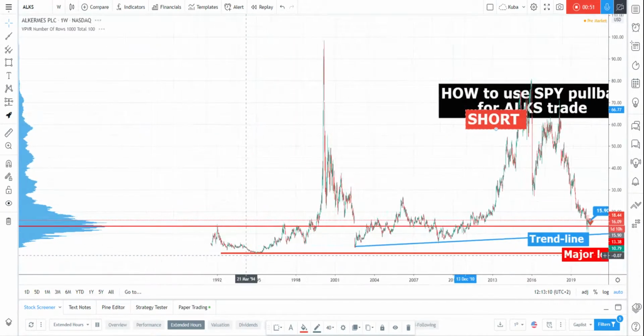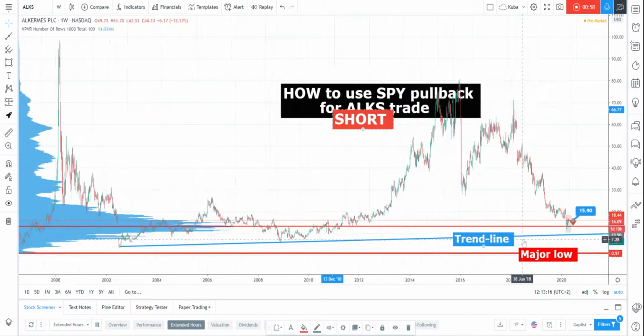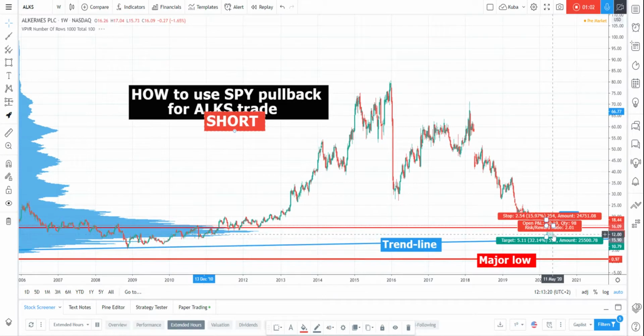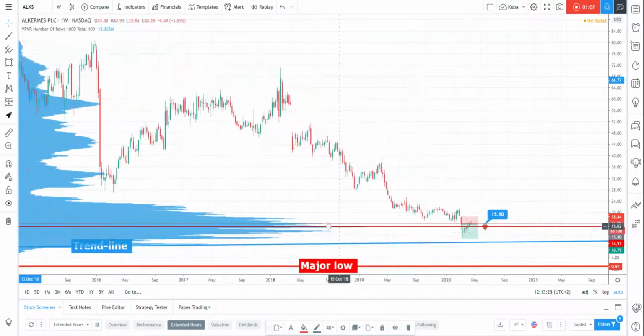Okay, if we zoom out from 1995. But as I mentioned before, the trend line is very strong support in this case. So our profit target has to be above the trend line.